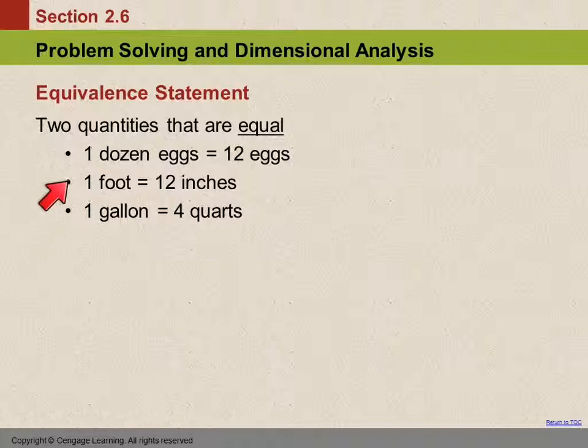Another example is that 1 foot equals 12 inches. A foot is the same as 12 inches. We're just calling that length by a different name. That's all we're doing when we're converting units. We're not changing the length or the mass or anything. We're just calling it by a different unit. A gallon is the same as 4 quarts. These are things that are equal.